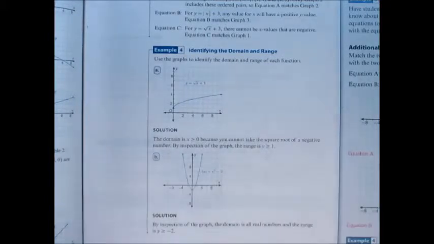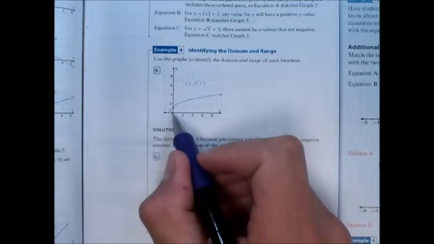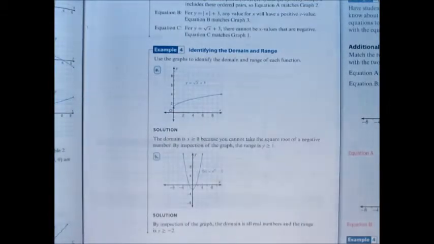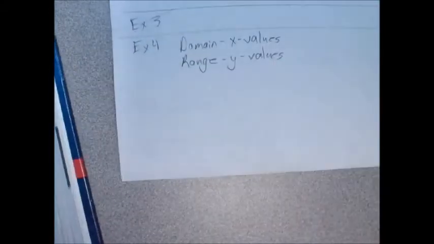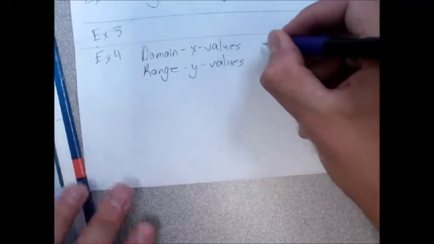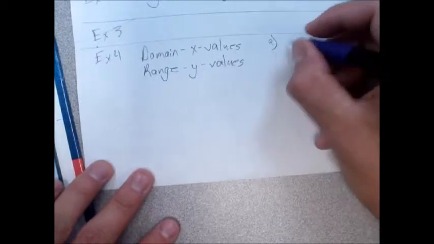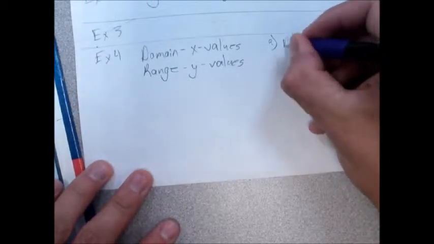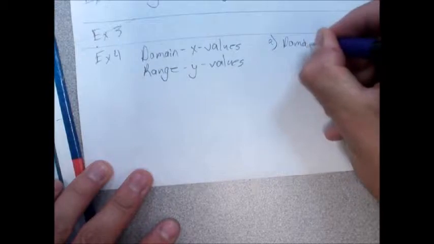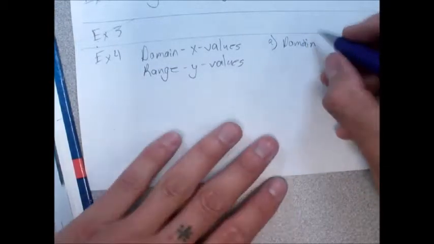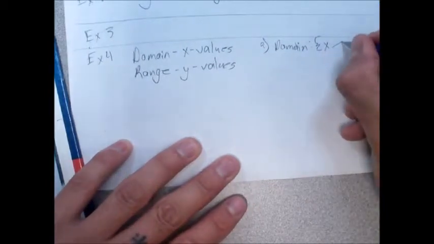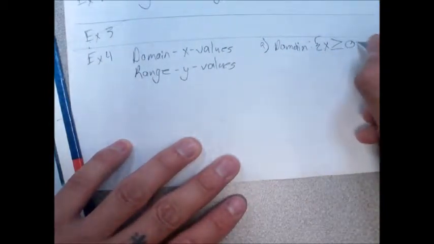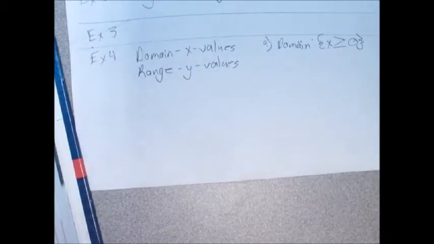So if I see it forever on the right, it's everything from 0 on, or better yet, x must be greater than or equal to 0. So as I write my domain for example 4a, I want you to write it as a set. My domain will be the set of numbers where x is greater than or equal to 0, because it starts at 0 and goes forever to the right.